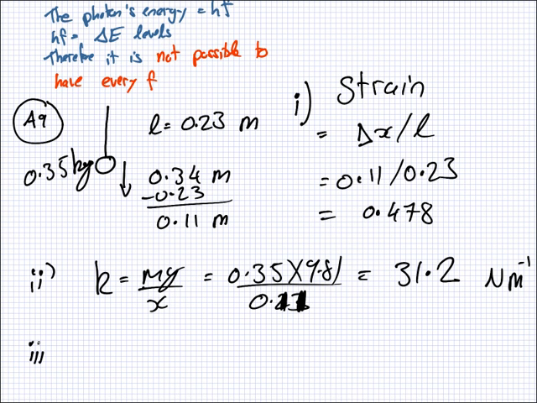When the mass is removed, the spring returns to its original length. What is this behavior known as? Read that again carefully. When the mass is removed, the spring returns to its original length. So what is this behavior called?